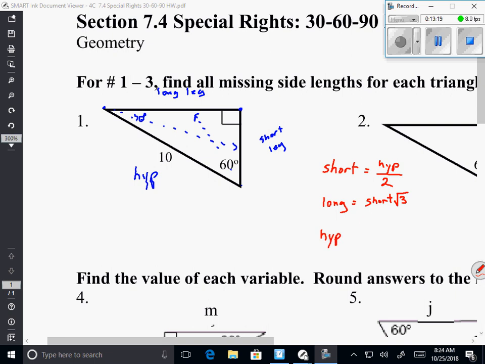Now, I can come up with one more if I want, or I can just use variations of these. What would I do to the long leg to get the hypotenuse? Anybody know? All right, never mind. We'll come back to it later. But the hypotenuse is equal to short leg times 2. So we'll just make you find the short leg first.